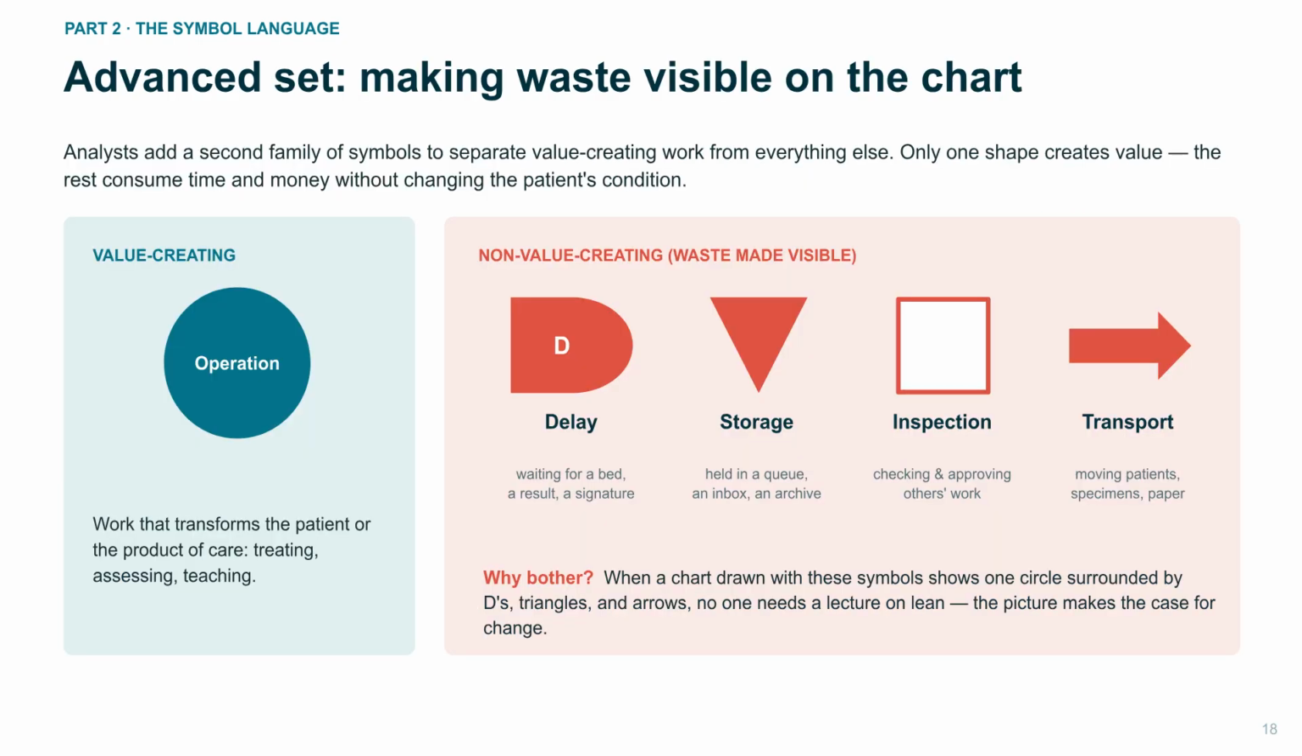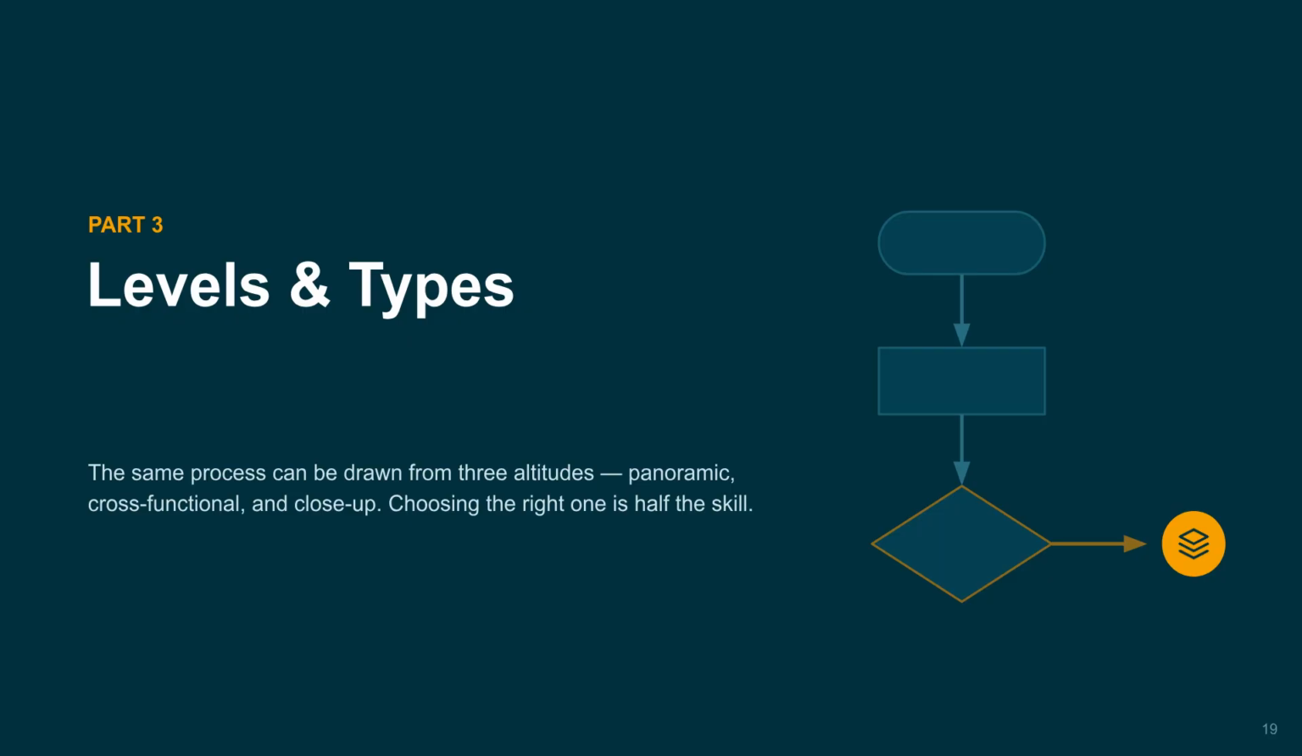When performing deep analysis, use this advanced symbol set to distinguish value-adding operations from waste. By clearly labeling delays, storage, inspection, and transport, your chart makes an immediate visual argument for process change. Part 3. Levels and types.